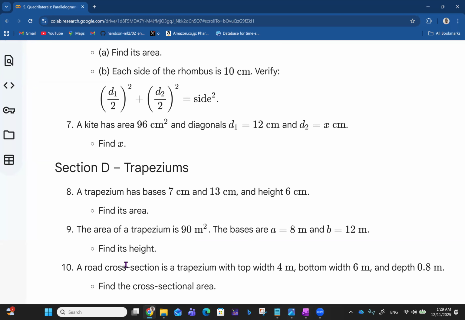Then a road cross section is a trapezium with top width 4 meters, bottom width 6 meters, and depth is 0.8. Find the cross sectional area. That's half times 4 plus 6, times 0.8. That's 5 times 0.8. That's 4, I think. That's about 4.